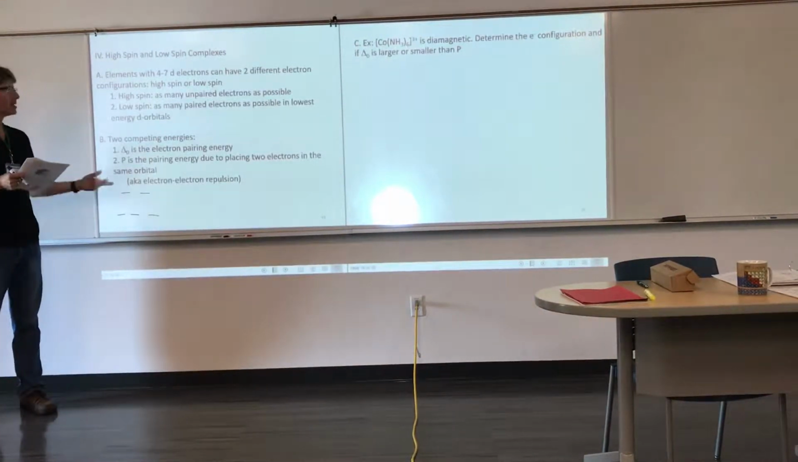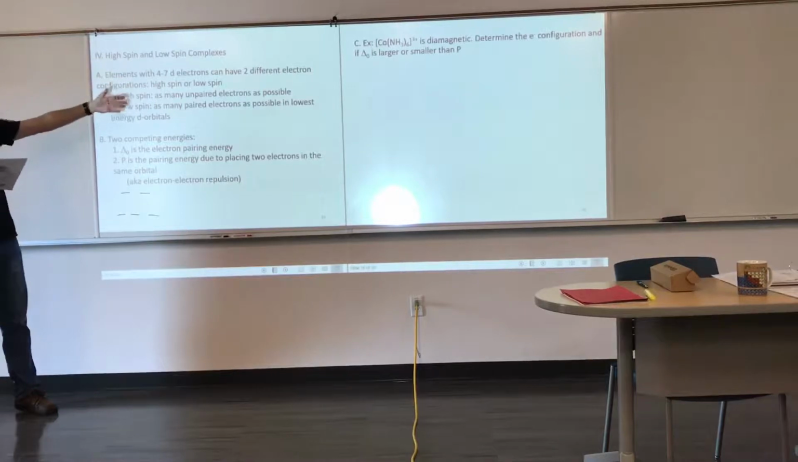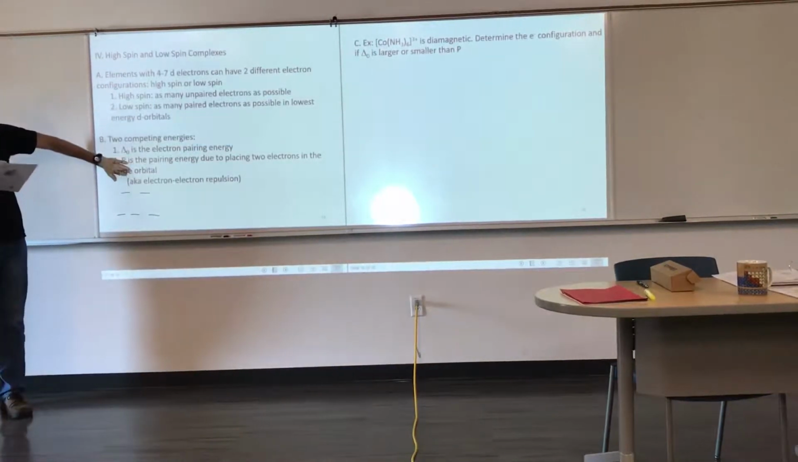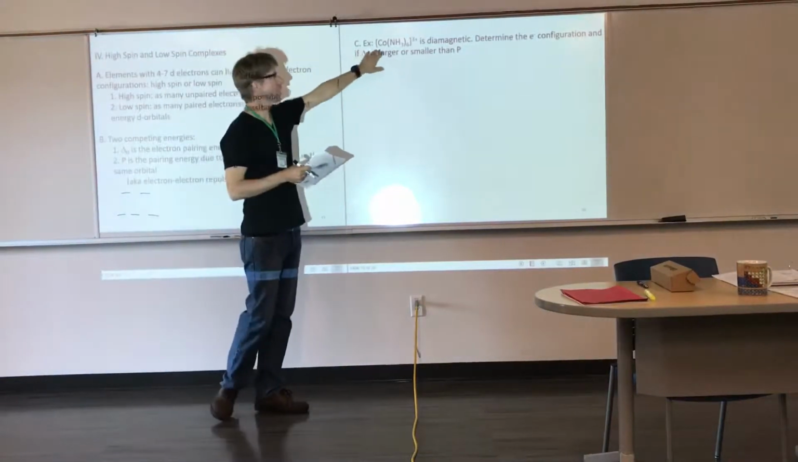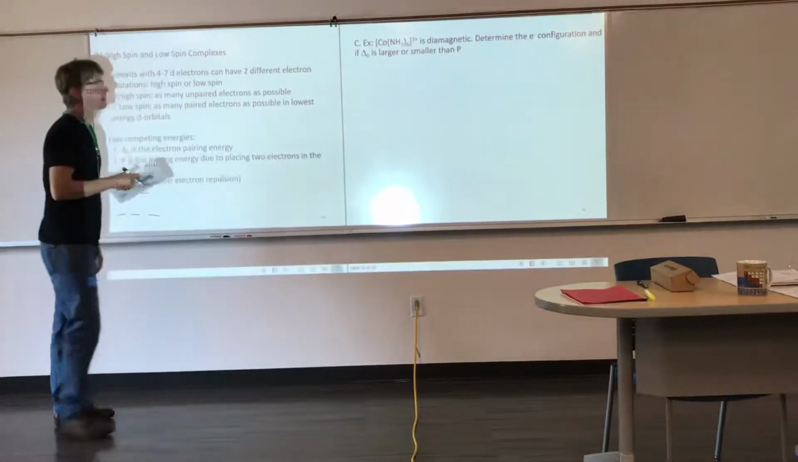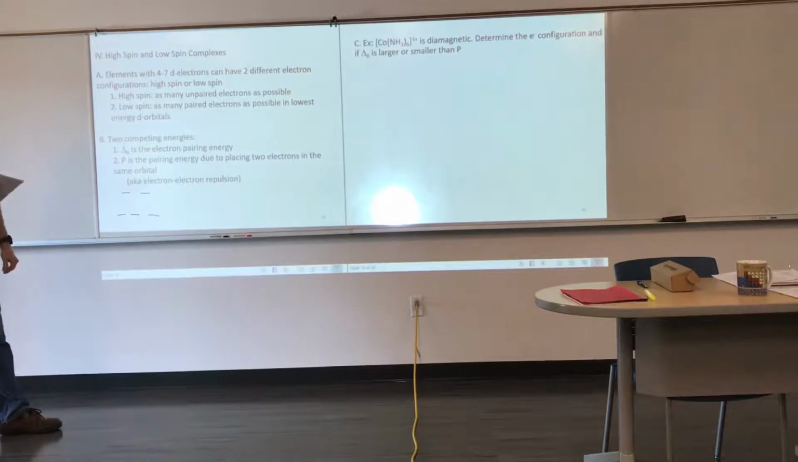All right, so are there any questions about that? If not, then we'll pick up over here. It says we have a complex ion. It is diamagnetic. Determine the electron configuration, and if delta O is larger or smaller than P.